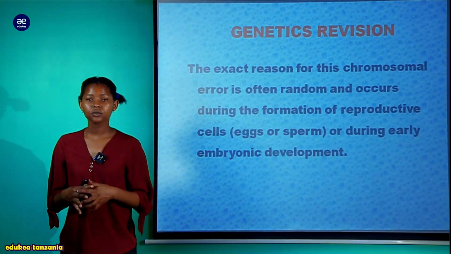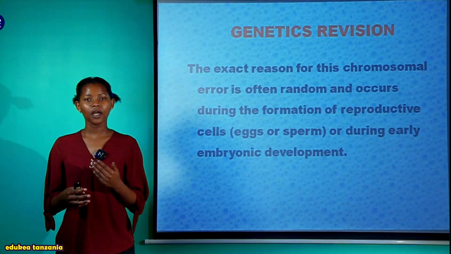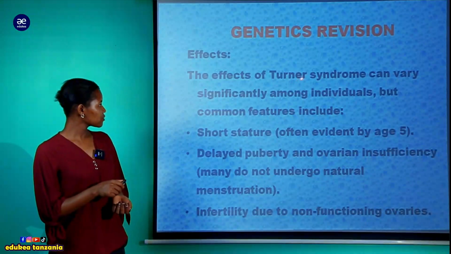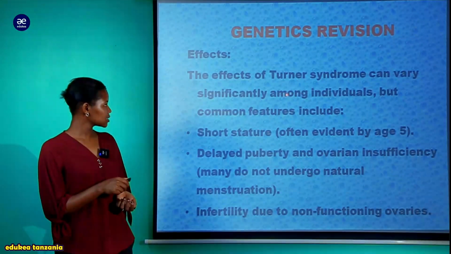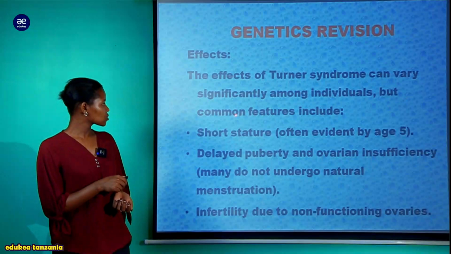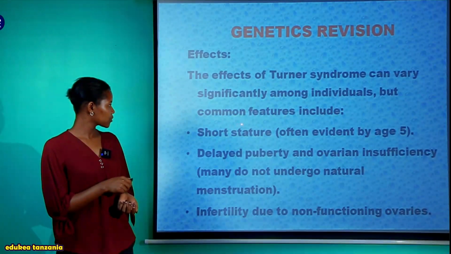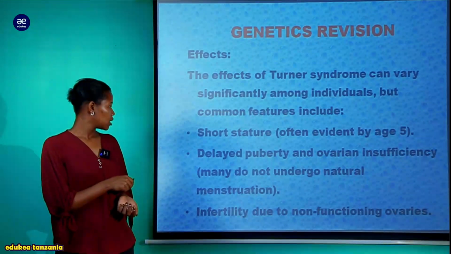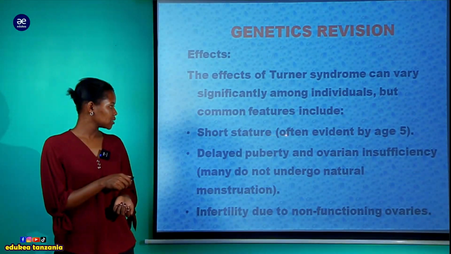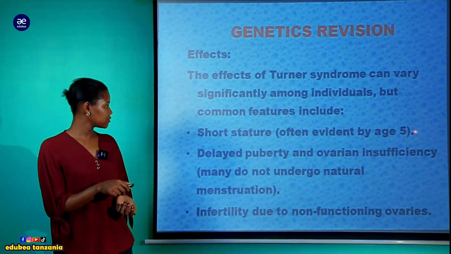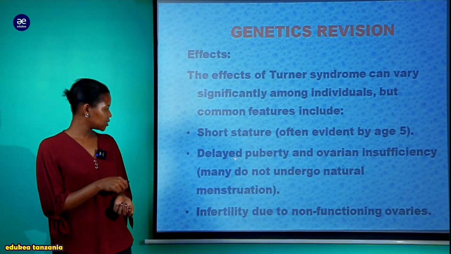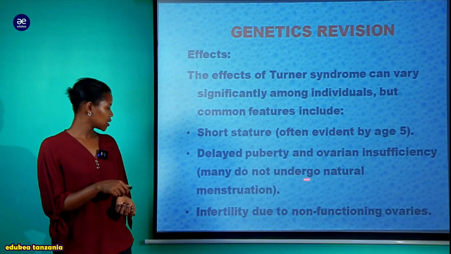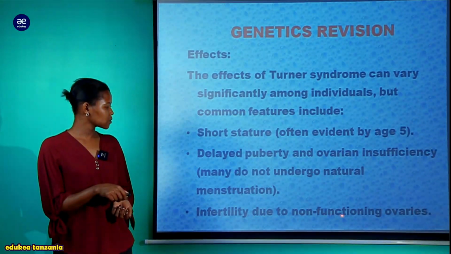Now we are going to look at the effects of the Turner's syndrome. The effects of Turner's syndrome can vary significantly among individuals, but we are going to look at the common features or effects. The first one is short stature, often evident by age 5. Also, delayed puberty and ovarian insufficiency, may not undergo natural menstruation, and infertility due to non-functional ovaries.